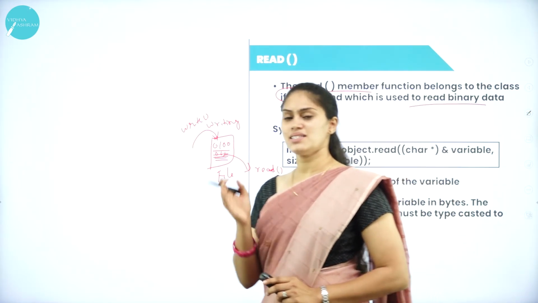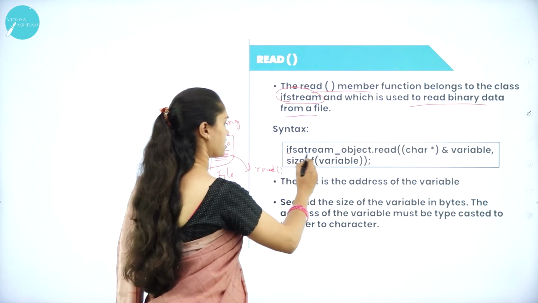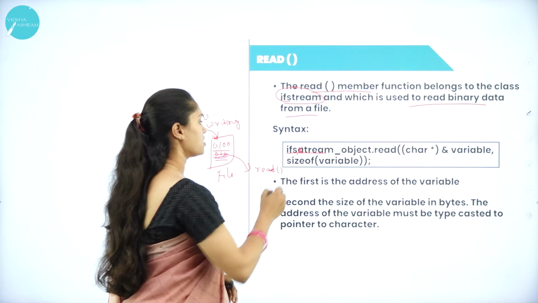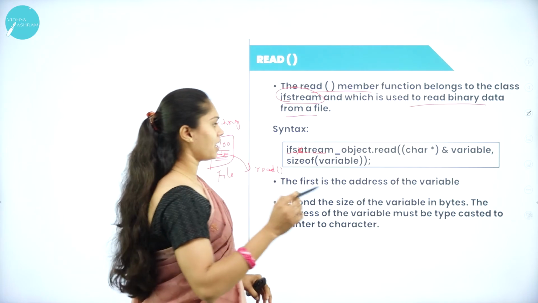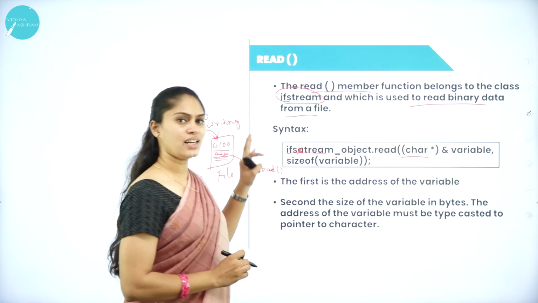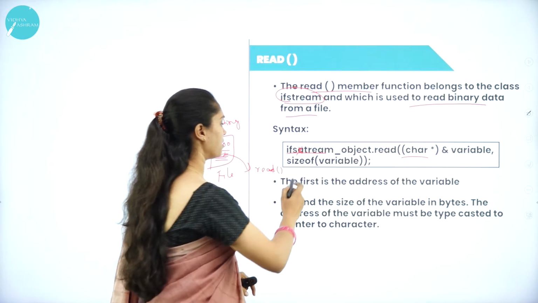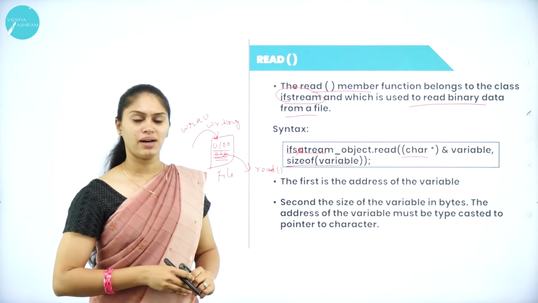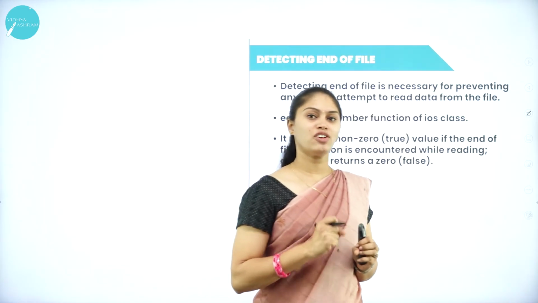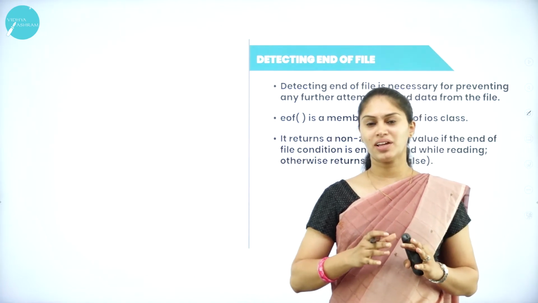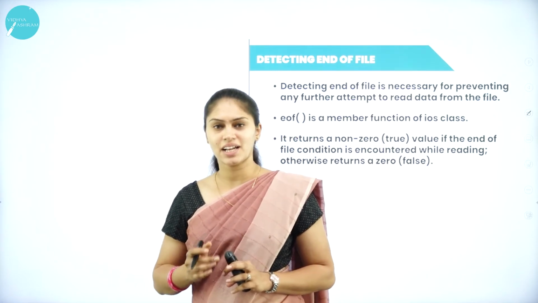It is the same as the previous one. Instead of ofstream, I have to take ifstream here, so make a correction here. That is the ifstream object dot read. Read is a member function and I am typecasting here: whatever the address of the variable is, that must be typecasted to a character pointer. Then I must specify the size of the variable. So this is the same as the previous one. Now I am done with reading the binary content. That means I can read the binary data from a file or I can write the binary data to a file.